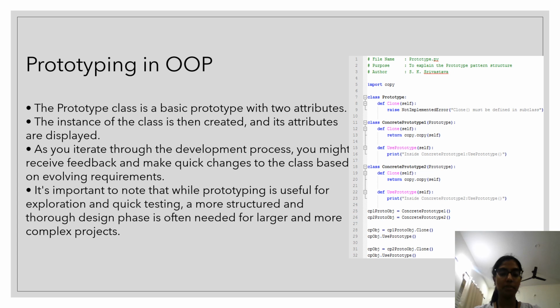Coming to prototyping in detail, the prototype class is a basic prototype with two attributes. An instance of the class is then created and its attributes are displayed. As you iterate through the development process, you might receive feedback and make quick changes to the class based on evolving requirements. It is important to know that while prototyping is useful for exploration and quick testing, a more structured and thorough design phase is often needed for larger and more complex projects.